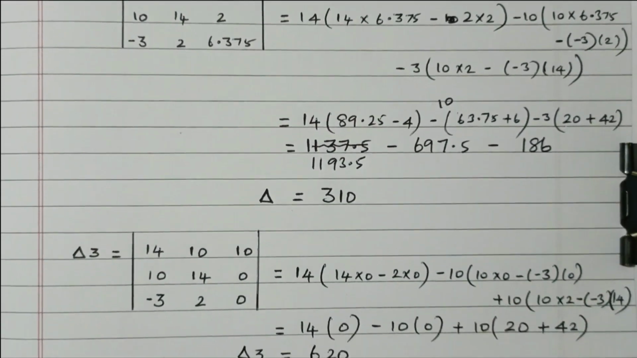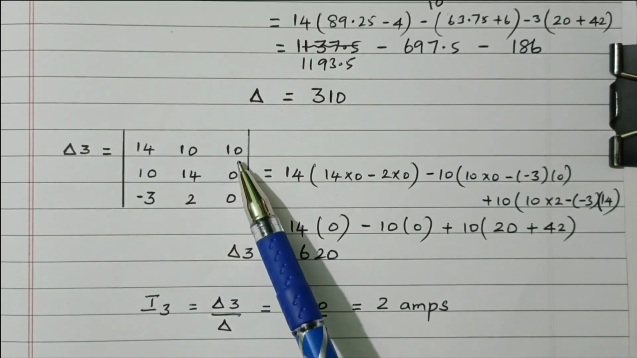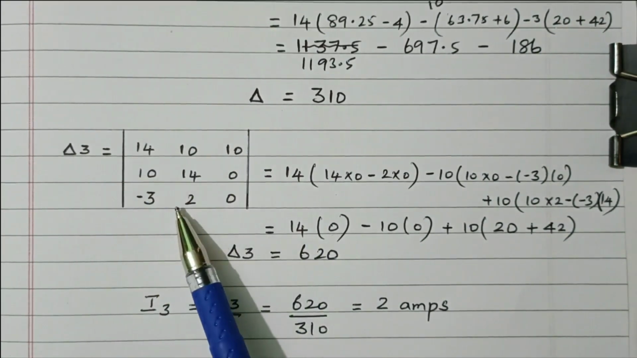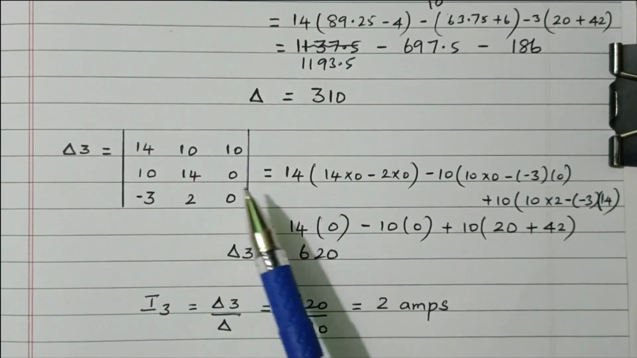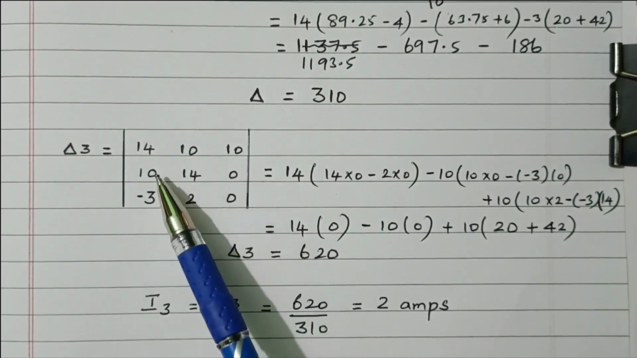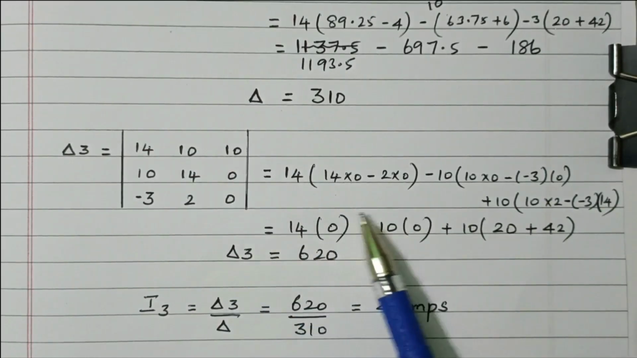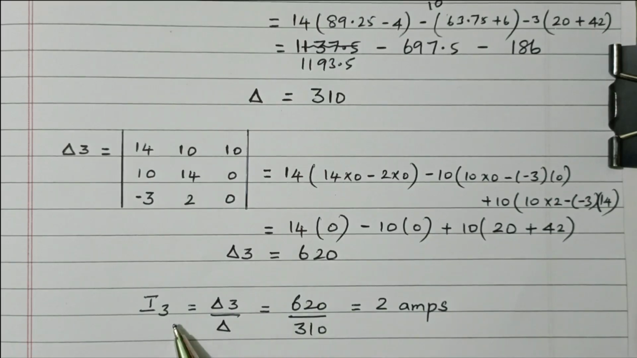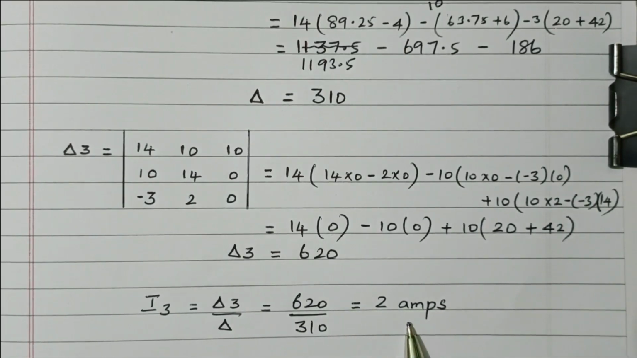So now we'll go to the delta 3 because we need only I3 value, delta 3. So this third column is replaced by voltage matrix 10 0 0, right? The third column if we replace with voltage matrix it will give delta 3. Now we need to find the determinant value. 14 into 0 minus 0 into 2, then minus 10 into 10 into 0, 0 into minus 3, then plus 10, 10 into 2 minus 14 into minus 3, right? So many zeros are there, we can easily identify. So this delta 3 value is 620. After simplification we got 620. So that I3 equal to delta 3 by delta, 620 divided by 310, it is 2 amperes, right? The I3 value is 2 amperes.